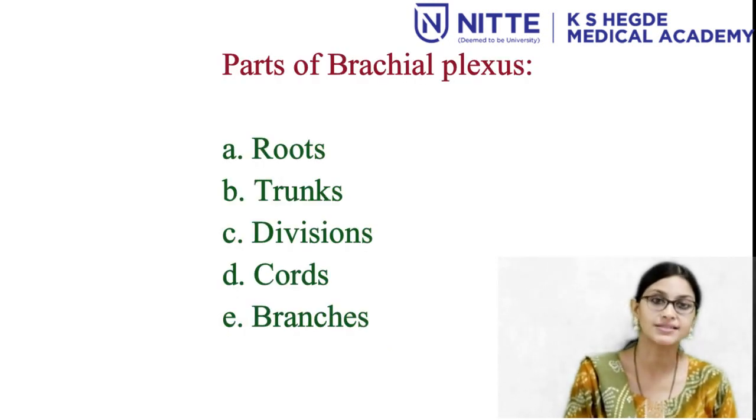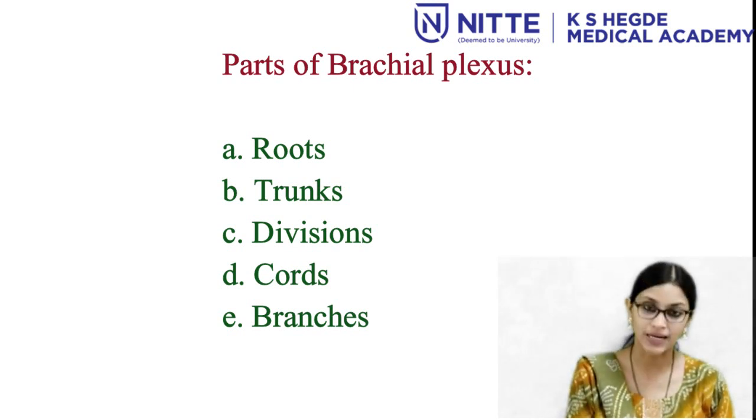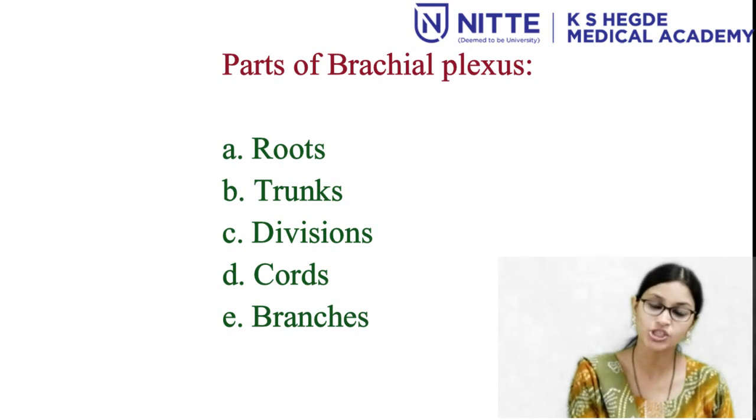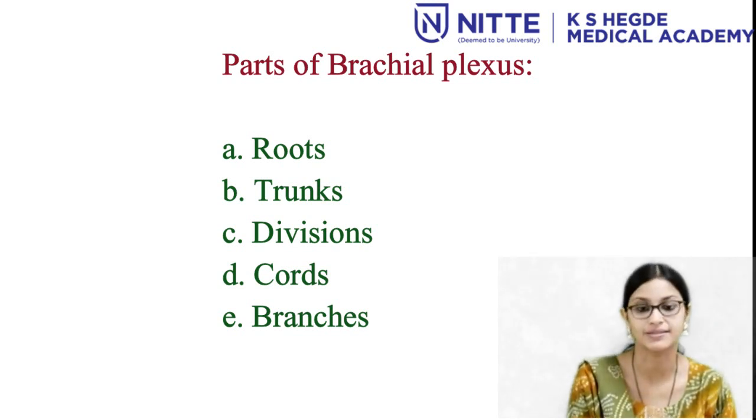The brachial plexus has parts like roots. Roots will form the trunks. Trunks will form the divisions. Divisions will form the cords, and cords will give rise to the branches of the brachial plexus.